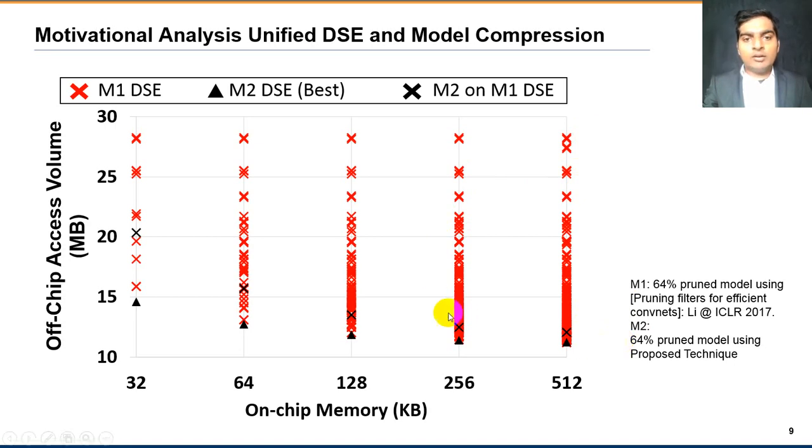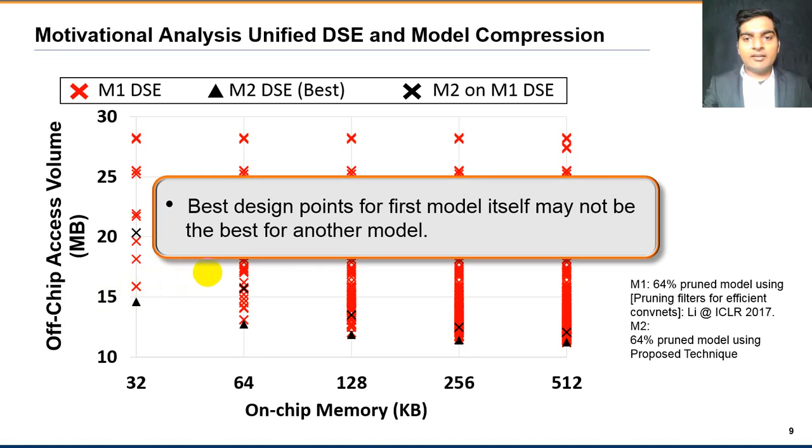Here we show the off-chip access volume for a hardware accelerator considering multiple on-chip memory sizes, while varying the global buffer size from 32 KB to 512 KB. And here we show that the best design for M1 is not necessarily the best design for M2.